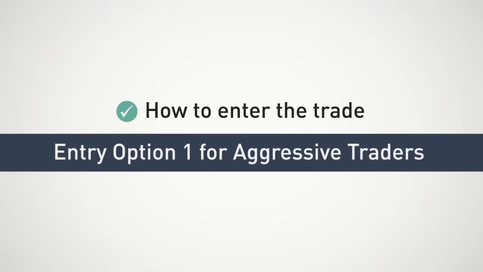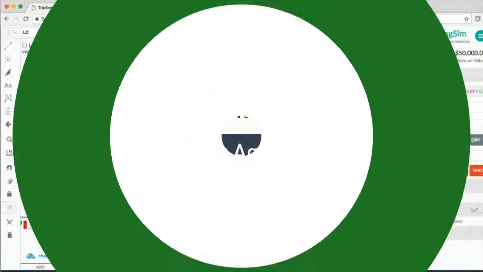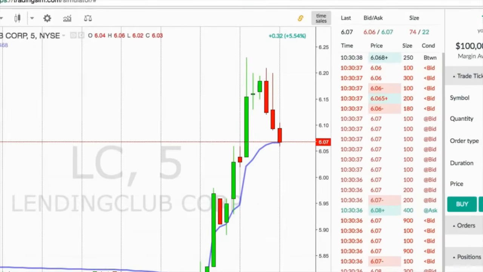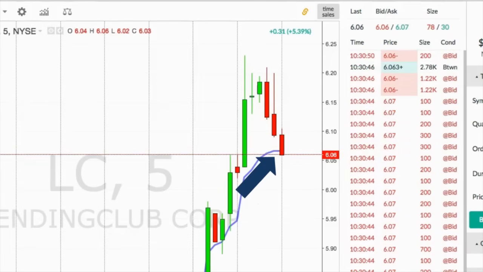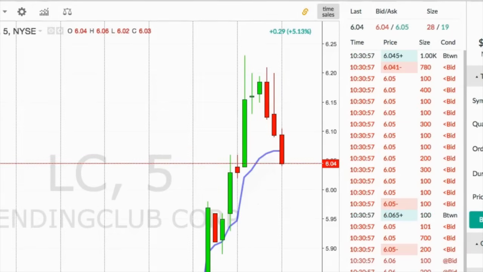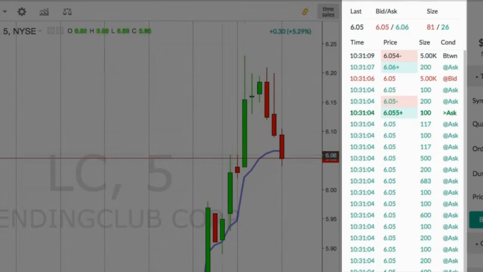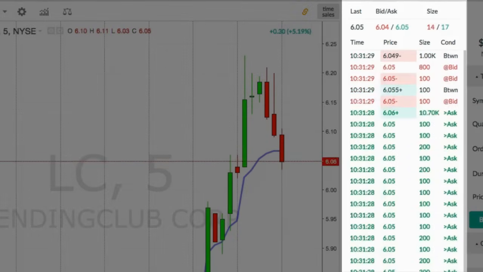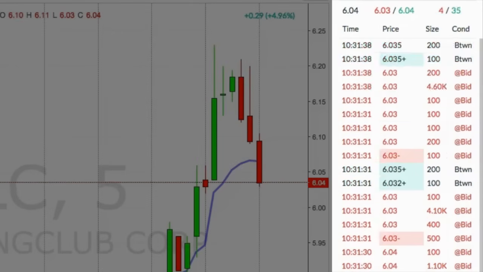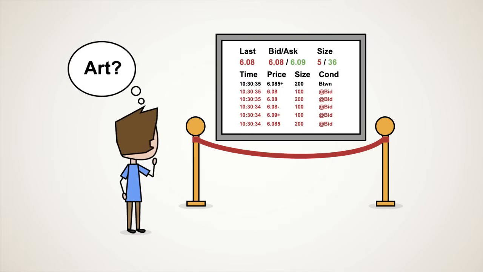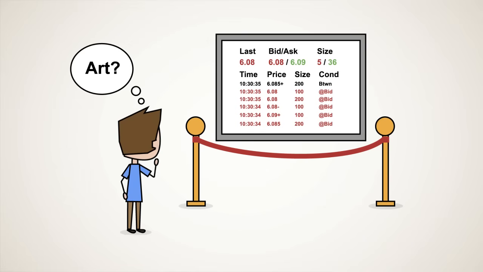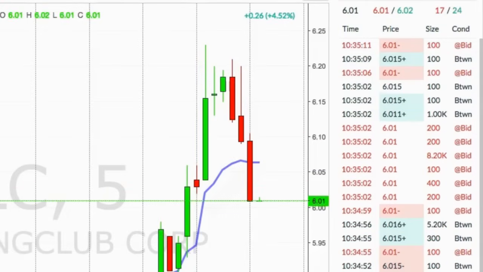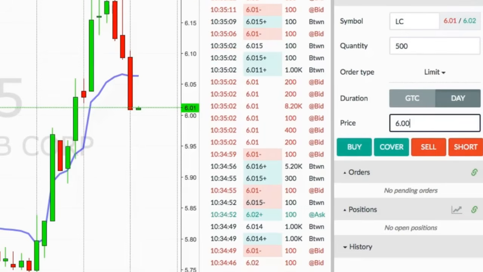Entry option 1 for the aggressive traders. The first option is for the more aggressive traders and would consist of watching the price action as it is approaching the VWAP, wait for a break of the VWAP, and then look at the tape action on the time and sales. You will need to identify when the selling pressure is spiking and the tape is going crazy. This, my friend, is more art than science and will require you to practice reading the tape. The goal is to identify when the selling pressure is likely to subside and then enter the trade.